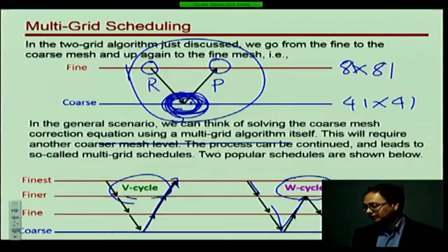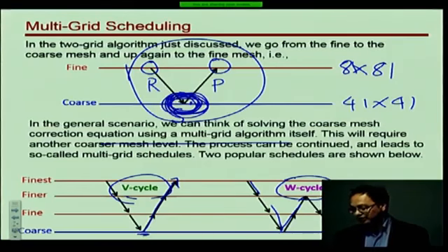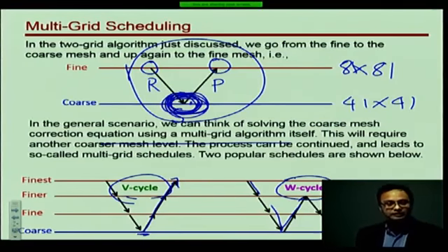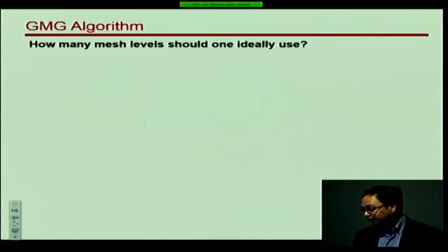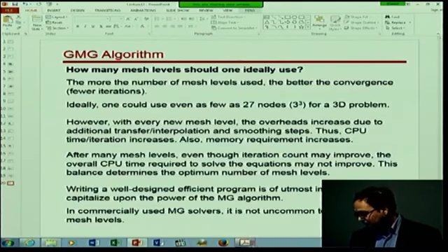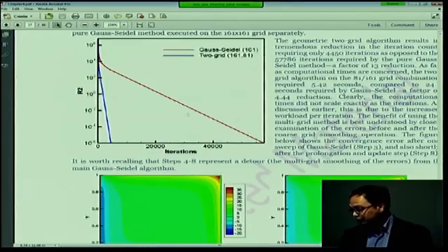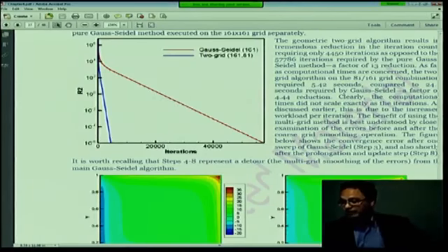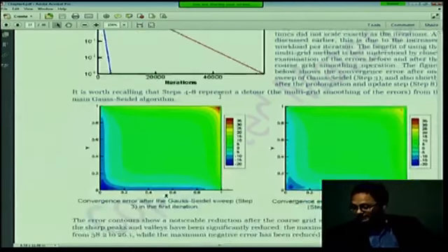All right, so that's what the scheduling is all about. Let me just show you some results here. So I'm showing you this, you've seen this already, 2-grid 161 by 161. Now here is what the actual V cycle looks like.